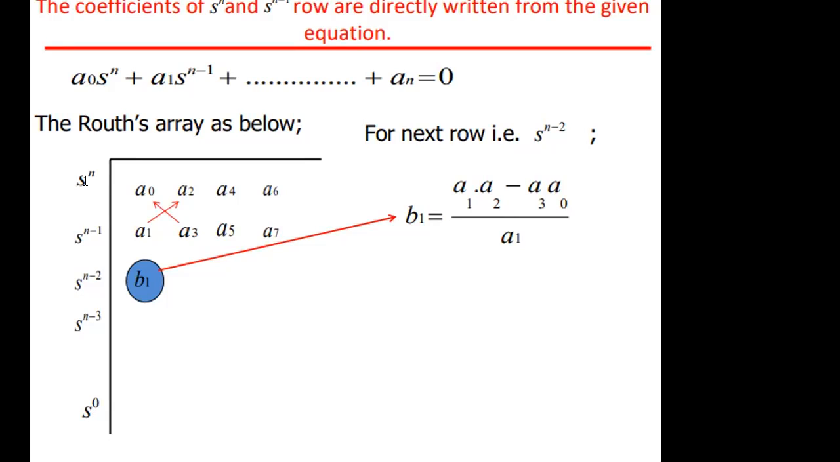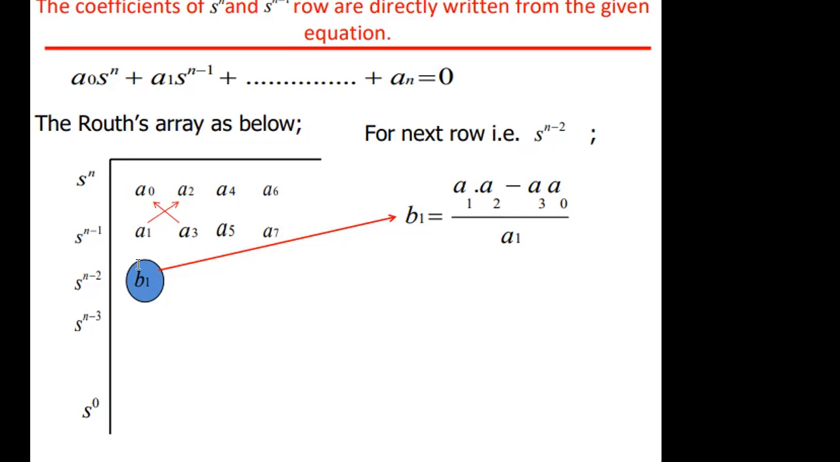For S power n, I consider the starting value A naught and all the even coefficients: A naught, A2, A4, A6 and so on. For S power n minus 1, I consider all the odd coefficients: A1, A3, A5, A7 and so on. For the next row, S power n minus 2, we consider the cross product and subtract that value from this value.